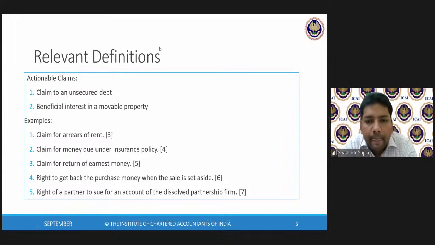Good, Rahul. First of all, Namrata, it is beneficial interest in a movable property and not immovable property. Okay, we need to be very, very careful. Beneficial interest in a movable property meaning that any movable property, any kind of current asset, in which a person has a beneficial interest meaning he has some sort of ownership in that. That can also be referred to as an actionable claim.